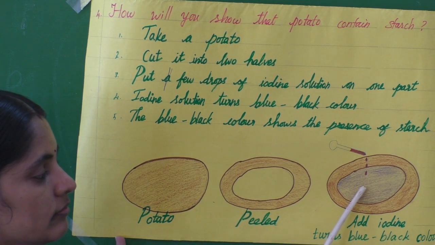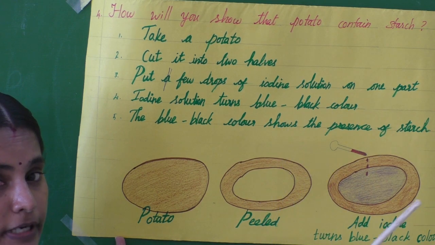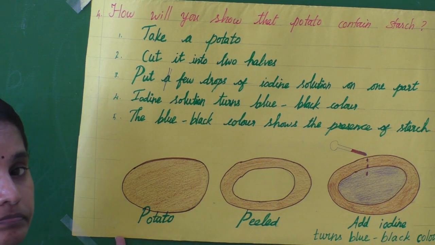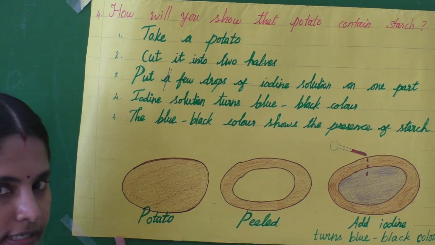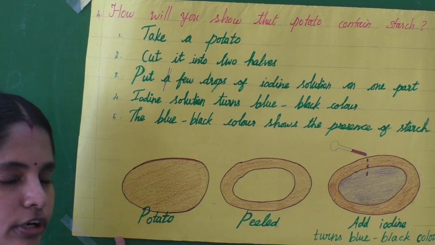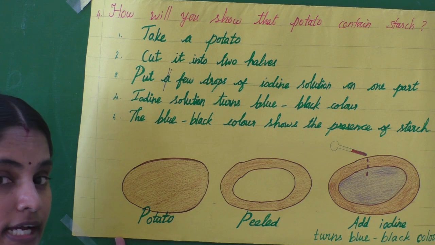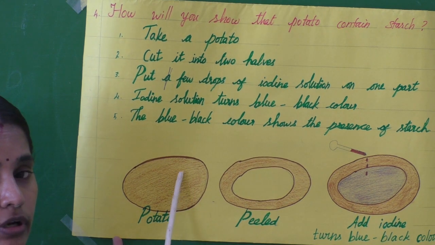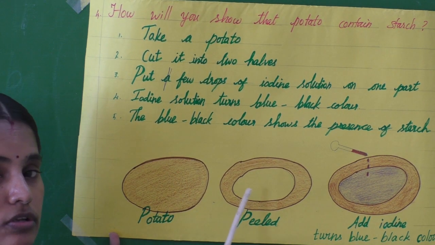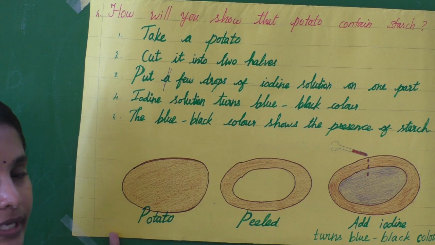So there we have to add, on the part where we peeled, that part alone, a few drops of iodine solution directly. Because the potato is white in color, we can see the color change immediately. No need to boil or cool or anything. We can add iodine solution directly because the potato is pale white in color.